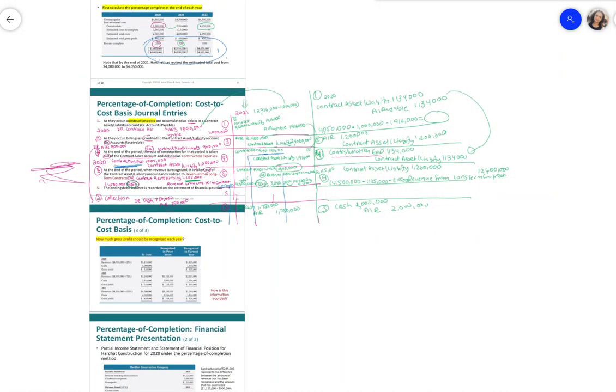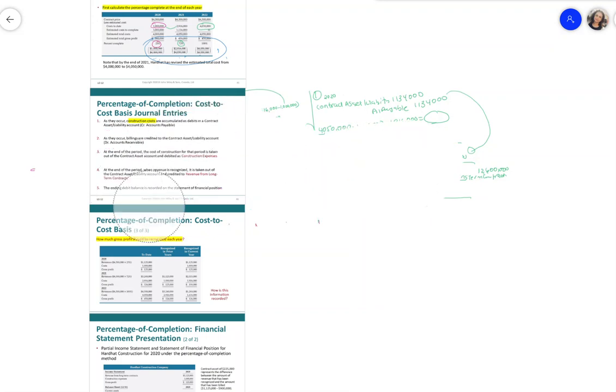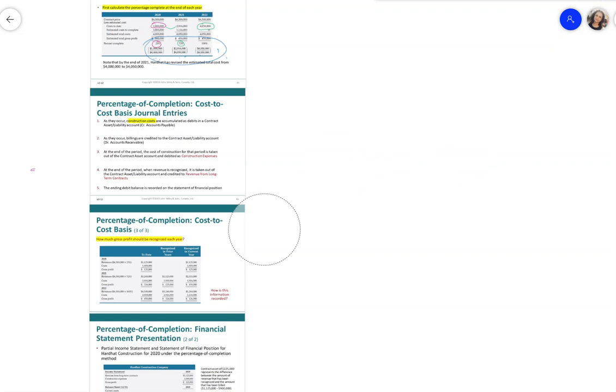So your first entry, if we said that it is going to be the same, second entry is going to be the same, third entry, you're not going to record the third entry because now you're not using a percentage of completion. What method you're using? I'm just going to erase it to make my life easier because it just makes it really complicated when you have a lot of numbers on the screen.